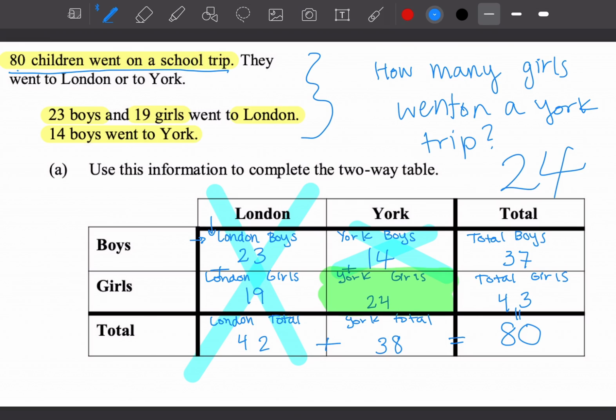Please let me know if you have any questions, but we just showed you an example of how you can fill out a two-way table after being given a verbal description.